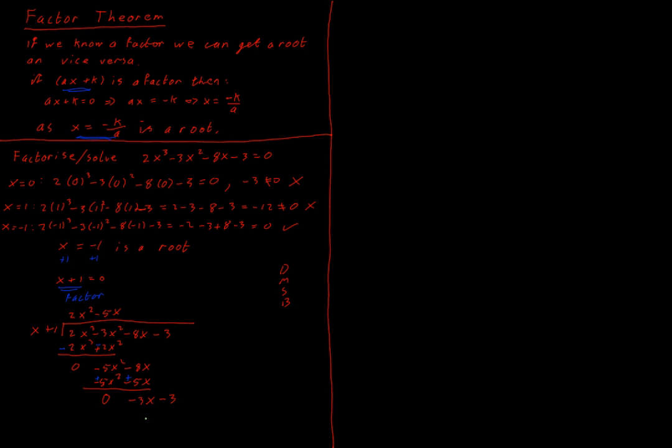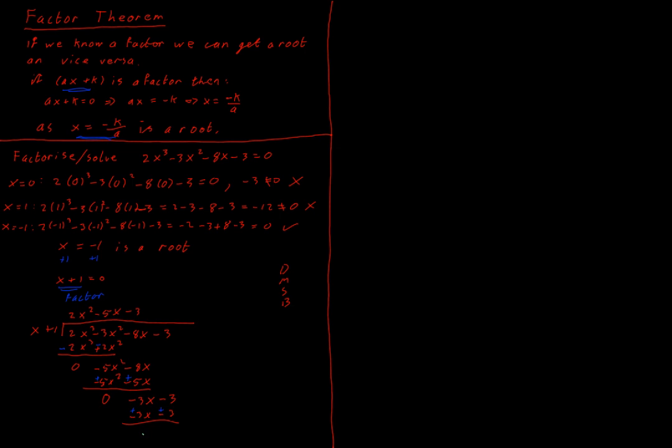Bring down minus 3. The whole process starts over one more time. X divides into minus 3x minus 3 times. Multiply minus 3 by x is minus 3x. Minus 3 by a plus 1 is minus 3. And subtract.